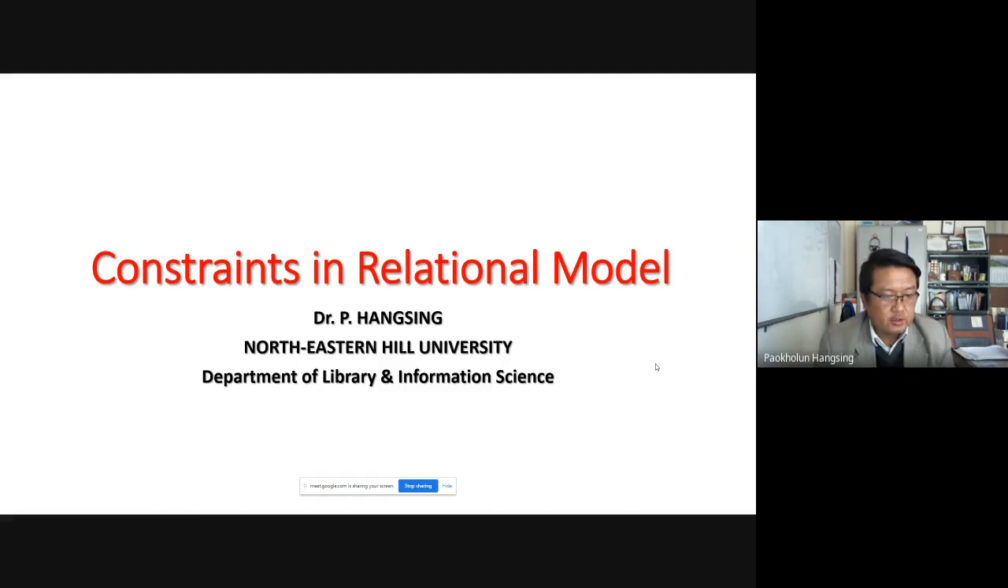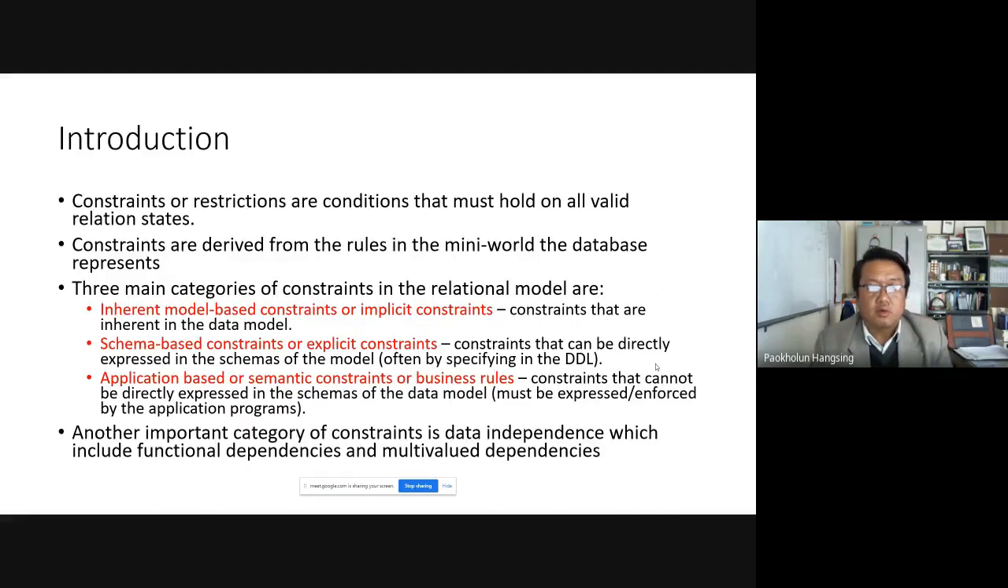So constraints are actually many. It's a form of restriction, or a condition that must hold on all valid relation states. It means that these constraints or restrictions should be applied or implemented in all the relations.